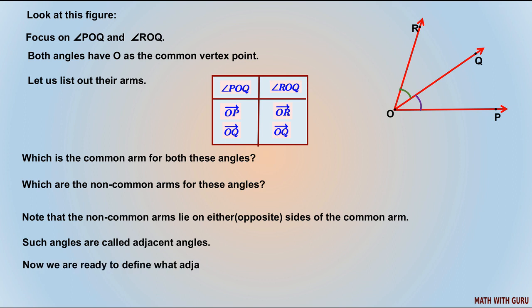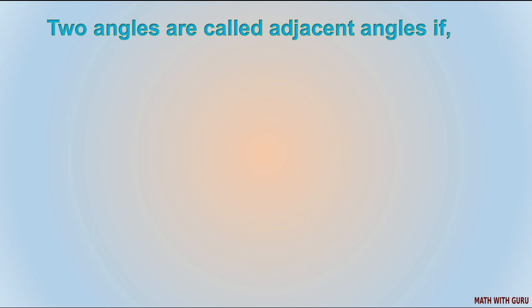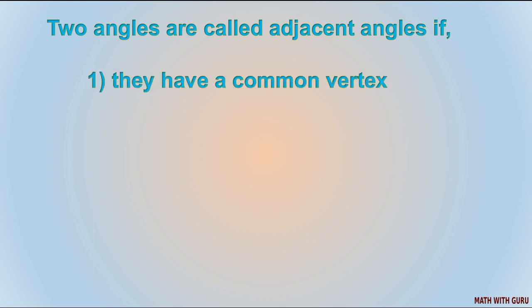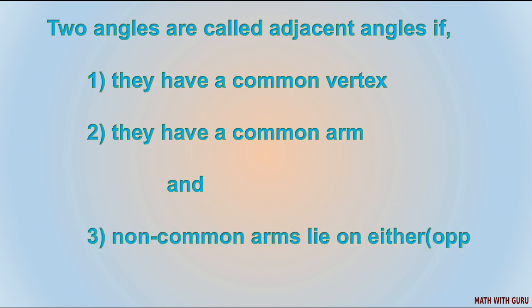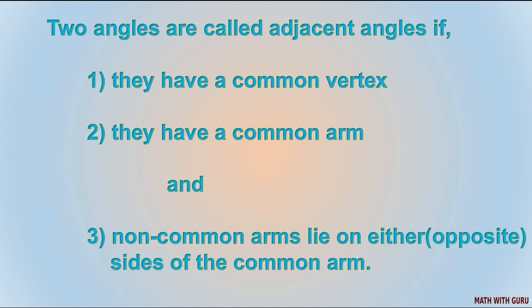Now we are ready to define what adjacent angles are. Two angles are called adjacent angles if they have a common vertex, they have a common arm, and the non-common arms lie on either side or opposite sides of the common arm.